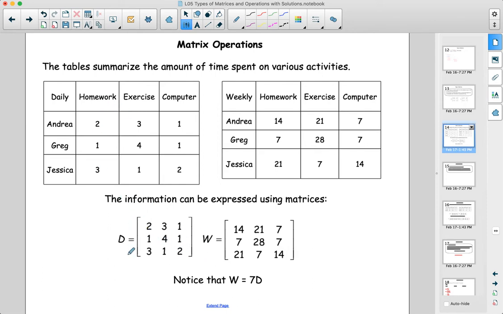So for D, we would get 2, 3, 1, 1, 4, 1, 3, 1, 2. And remembering, of course, that this was homework, this was exercise, this was computer, and this was referring to the different people, Andrea, Greg, and Jessica. If we wanted to do it weekly, we would have these numbers, 14, 21, 7, 7, 28, 7, 21, 7, and 14. And what I would like you to notice is that W is equal to 7 times D.